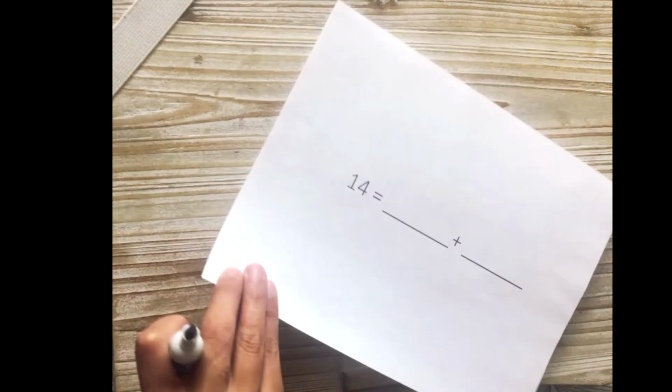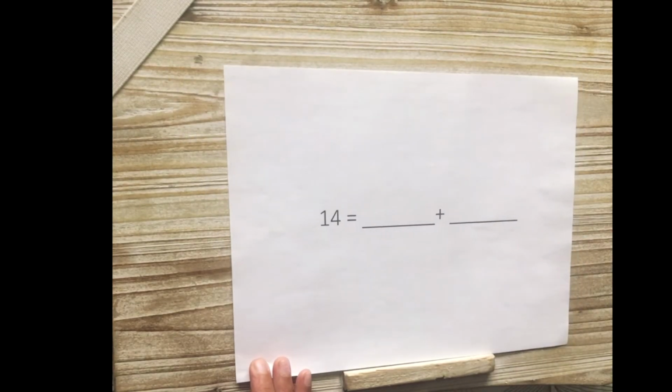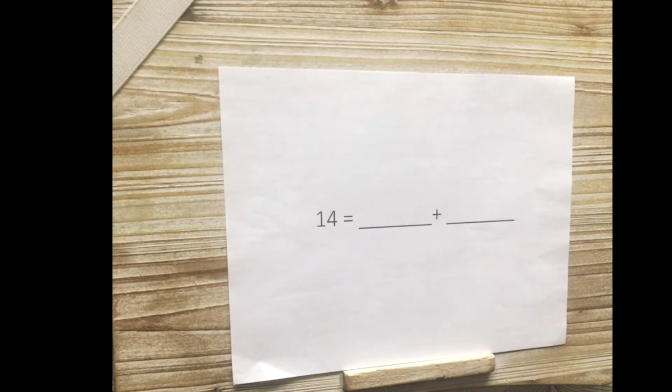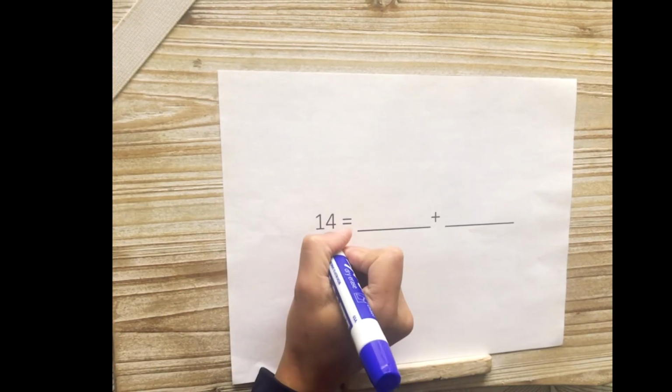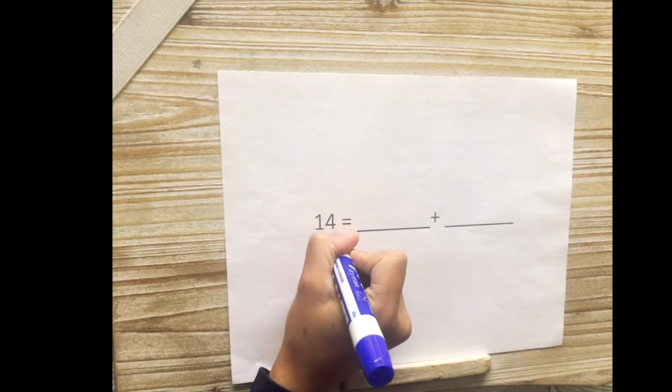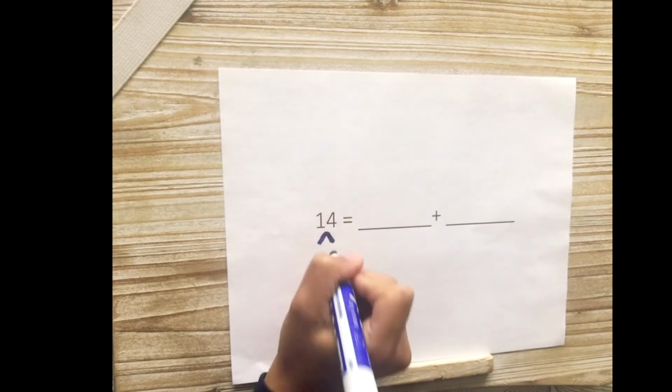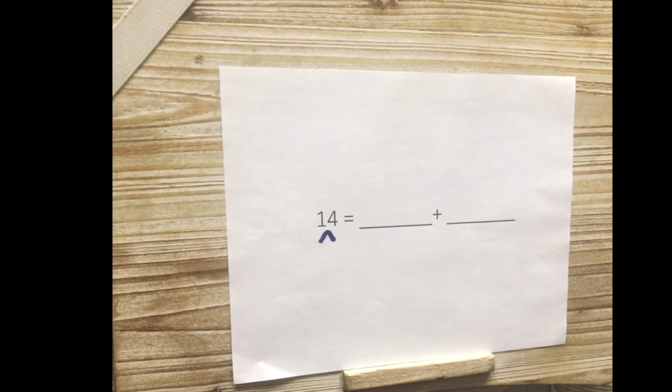started with this one. So my equation reads 14 equals blank plus blank. So we know that we're going to break 14 apart to find 2 double facts. So I'm going to go ahead and put my 2 little lines so I can break 14 apart. I'm going to give you a second to do that as well on your notebook or on your whiteboard.